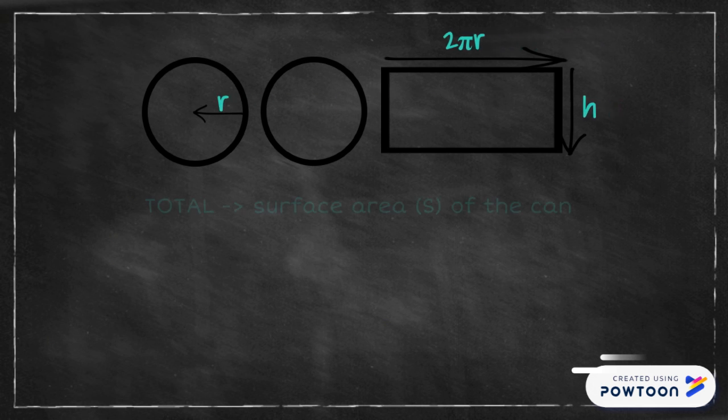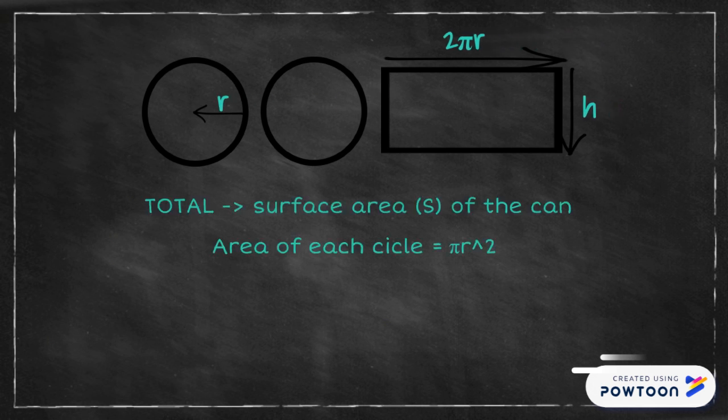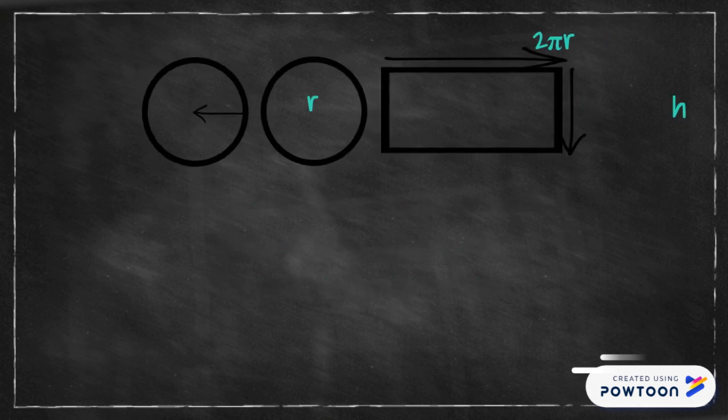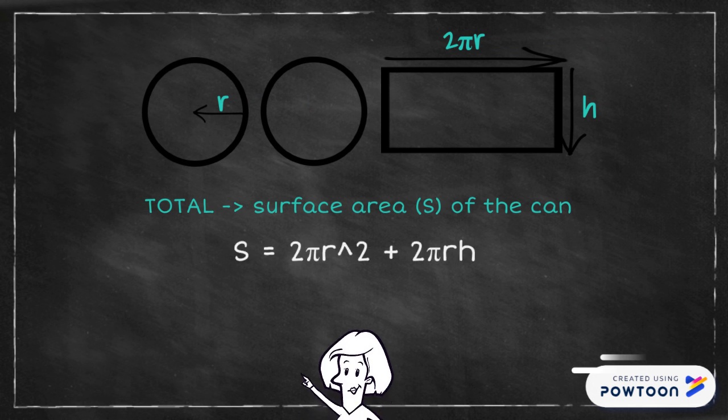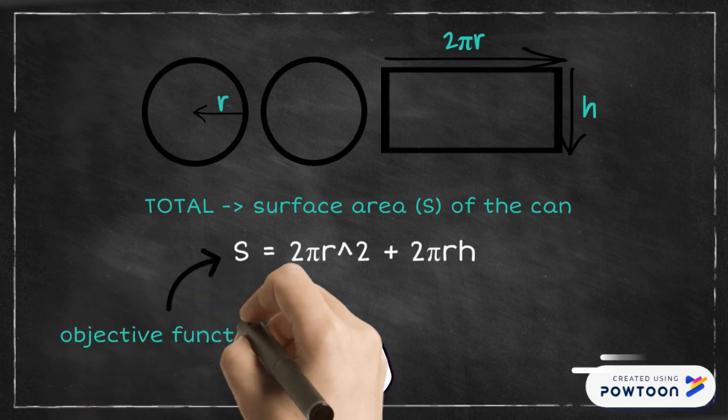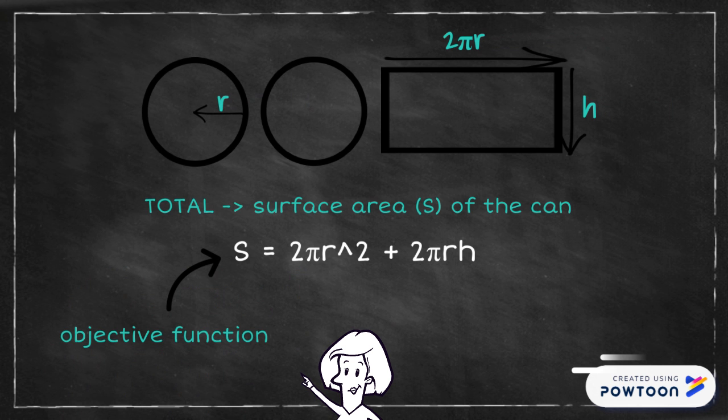Our objective function is the total surface area S of the can. The area of each circle is pi r squared, while the area of the rectangle piece is 2 pi r h. Thus, our objective function is S equals 2 pi r squared plus 2 pi r h.